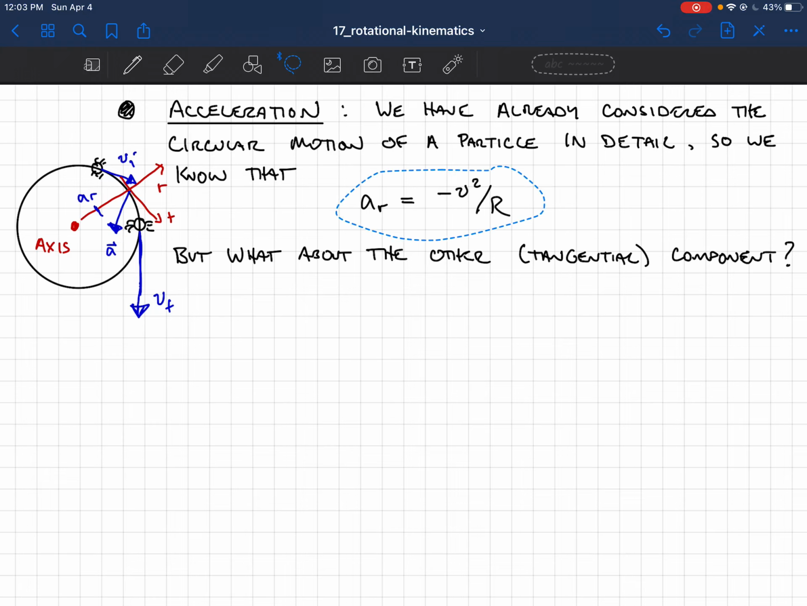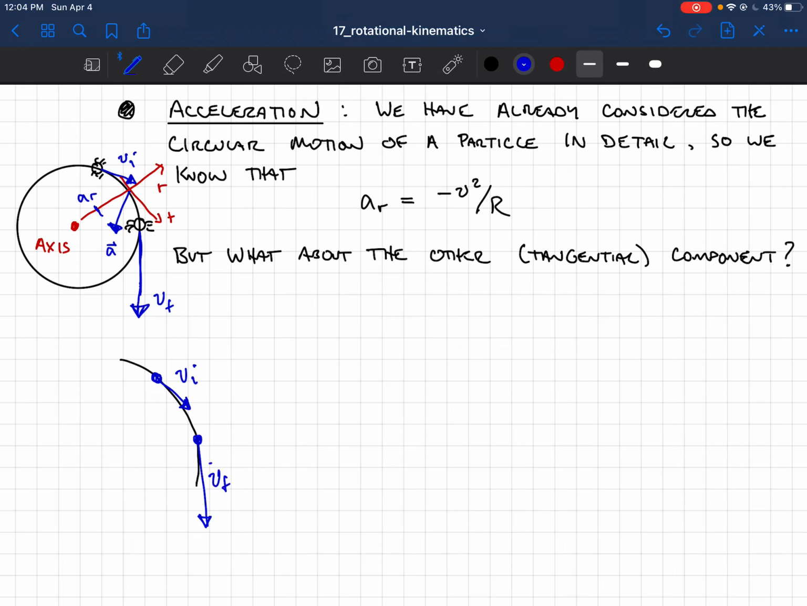So that's one component. But what about the other one? What about the tangential component? How do we find that? Well, the tangential component is really just the acceleration along the path. So along that circular path, we have some initial velocity here, and then we have some final velocity here. And we could talk about the change in the speed of that object. So the tangential acceleration is really just the change in the speed of that object over the change in time.